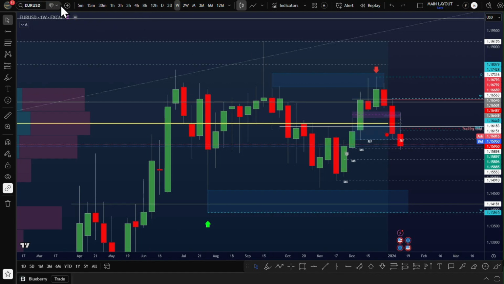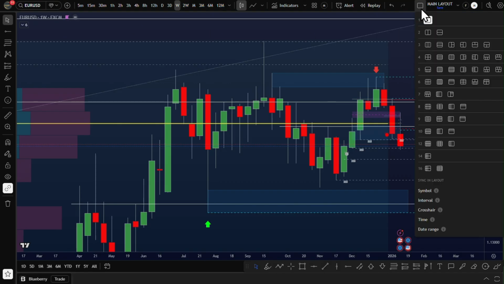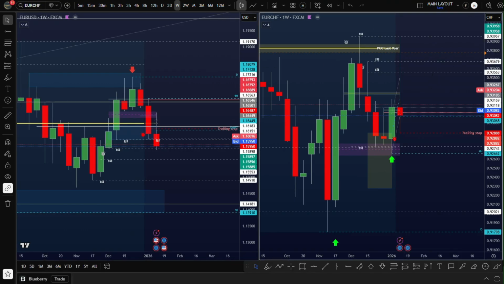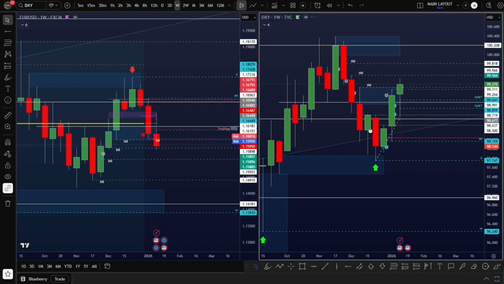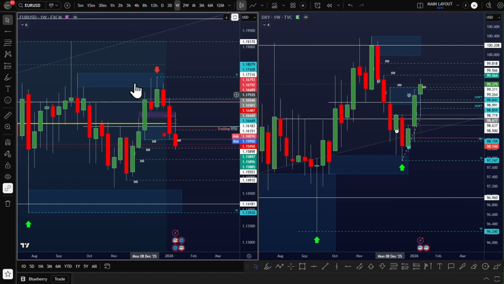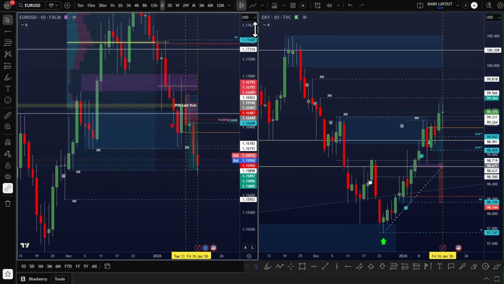Let me split my screen. On the left we have Euro USD. On the right, I will put the DXY to show you where is the DXY. On the right the DXY, and on the left, I have the Euro USD. So Euro USD, let me show you. I was expecting lower prices.